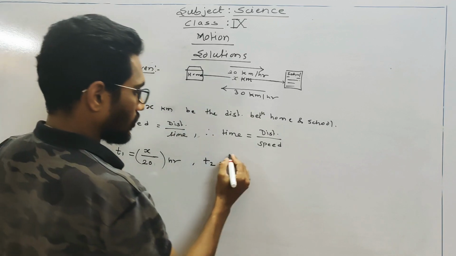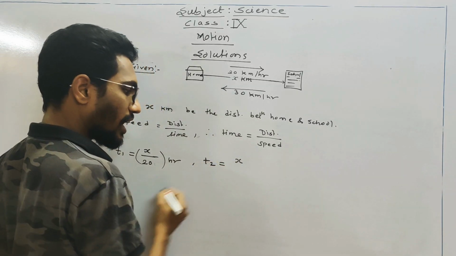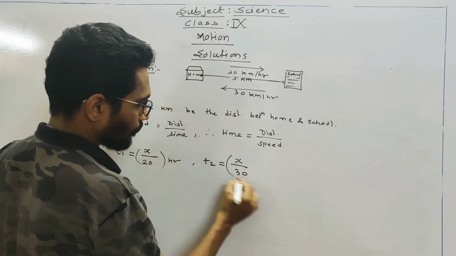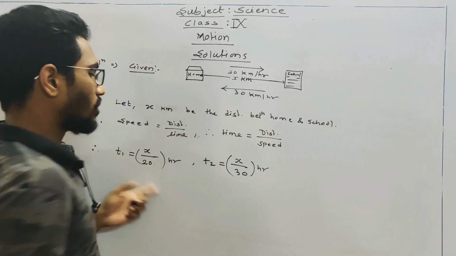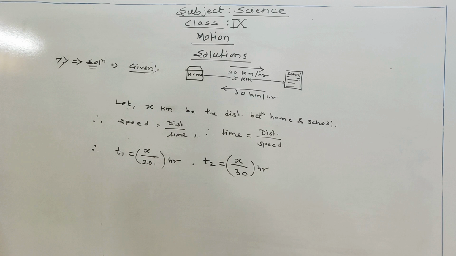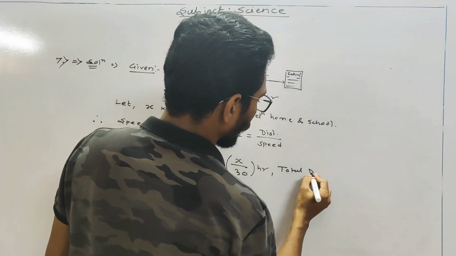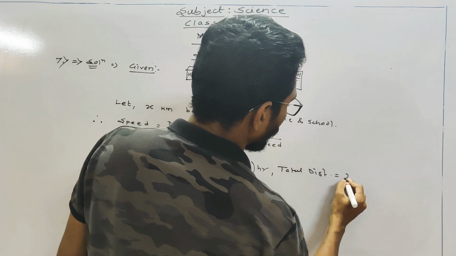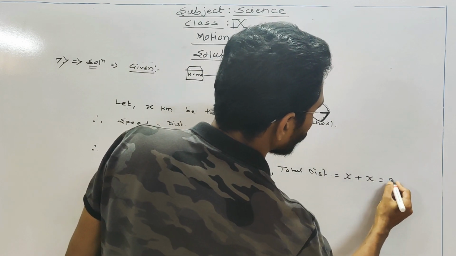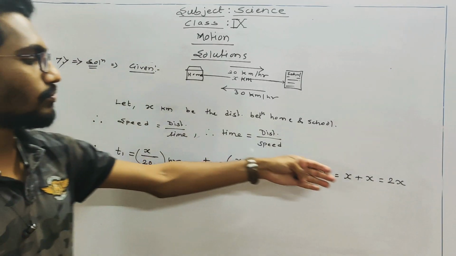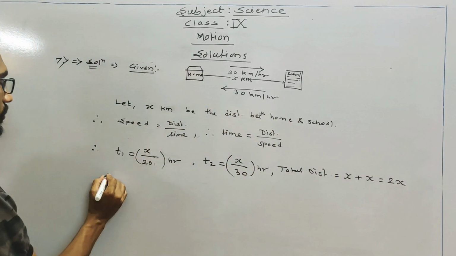While coming back, again the distance will be the same, x. And the speed is 30. See, your time is given. And what will be the distance? Going x, coming x, so it becomes 2x. Total time, total distance. Now calculate.